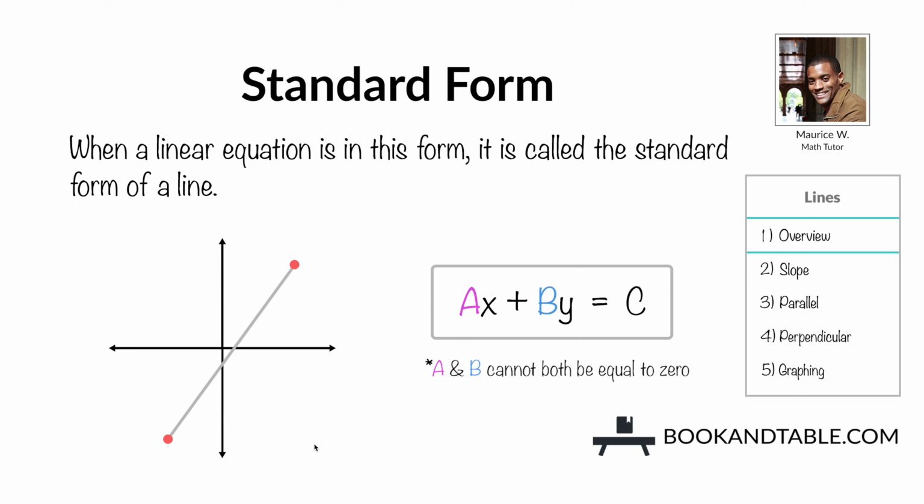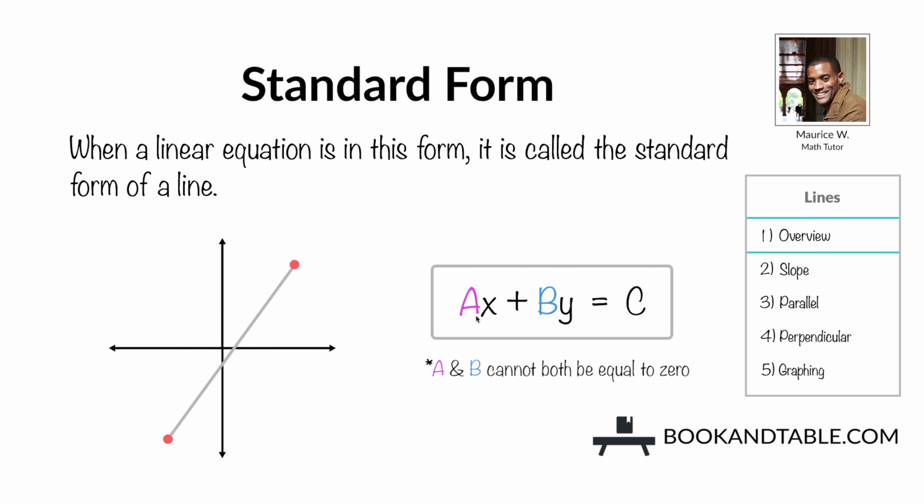Let's discuss the standard form of a line. If an equation can be written in this form, ax plus by is equal to c, where a and b cannot both be equal to 0, it is called the standard form of a line.